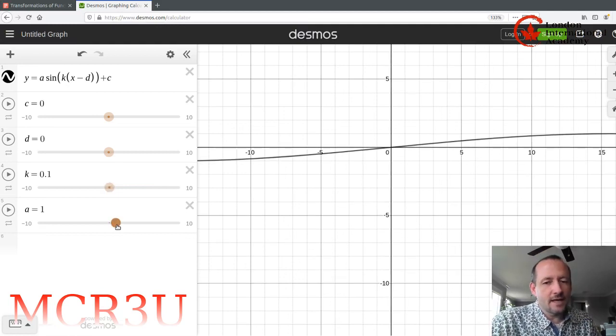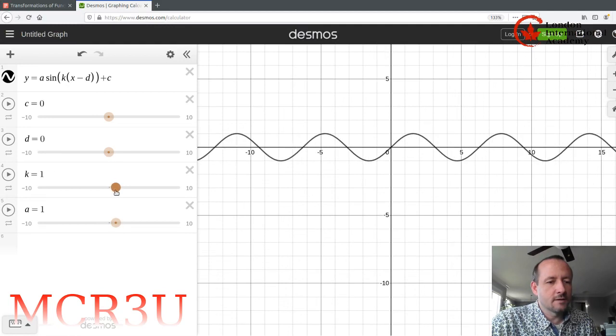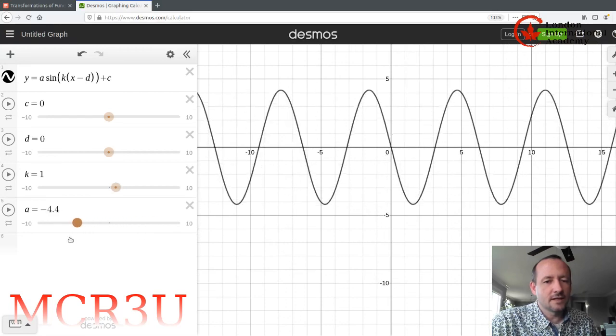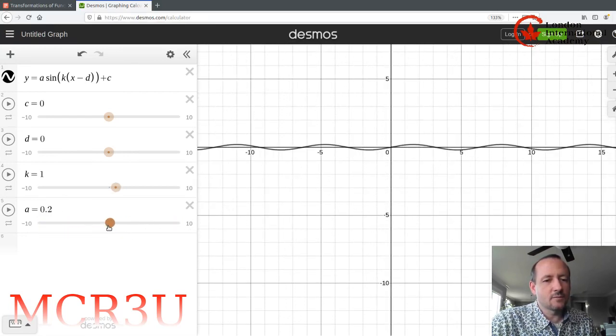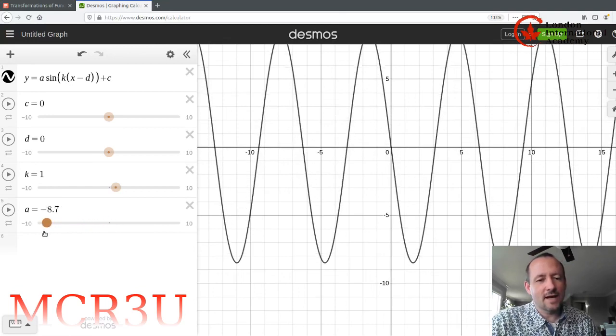And finally, A is equal to 1. Let's put this back to like a normal value of like 1. And let us expand it vertically and negative, upside down and right side up. And when it gets close to 0, it gets to almost a flat line, and then it goes back.